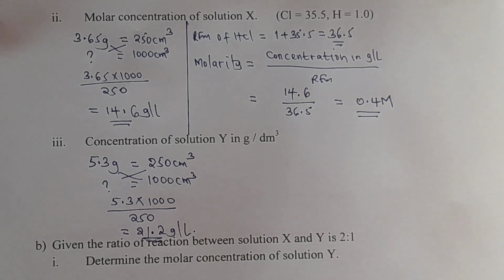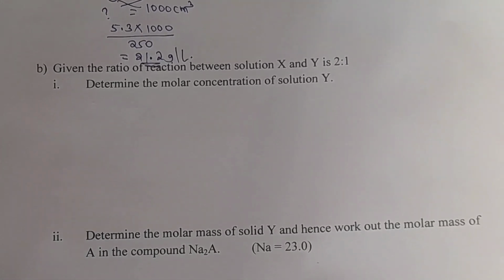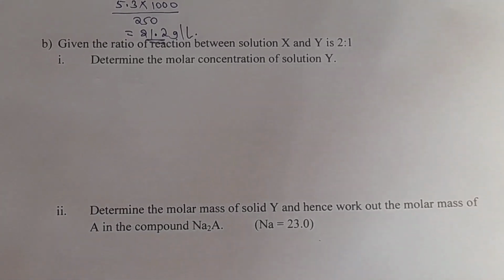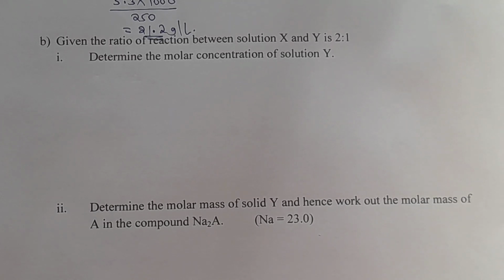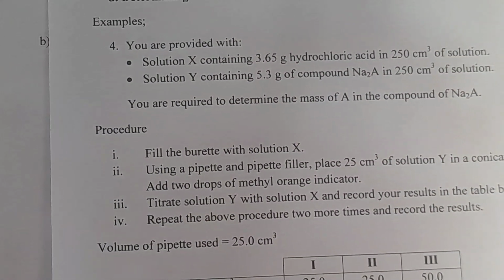So next, we are going to move to part B, and in part B, we are told, given the ratio of the reaction between solution X and solution Y is 2:1. So B(i), we are told determine the molar concentration of solution Y. So we are supposed to look for the concentration or the molarity of solution Y. But the information that we are given on solution Y, we cannot use to calculate the molarity.